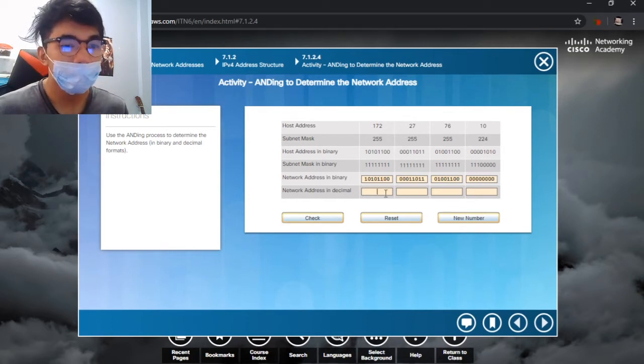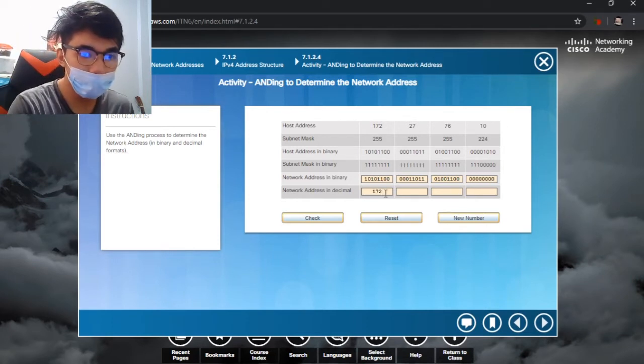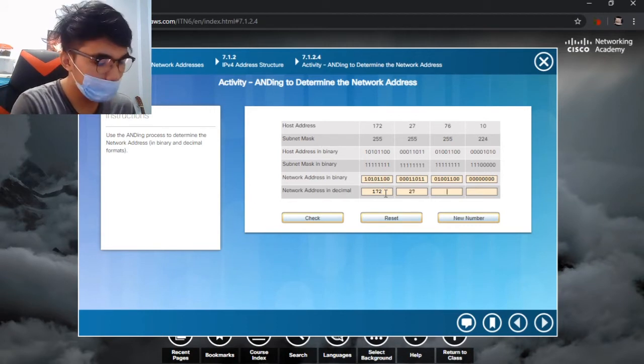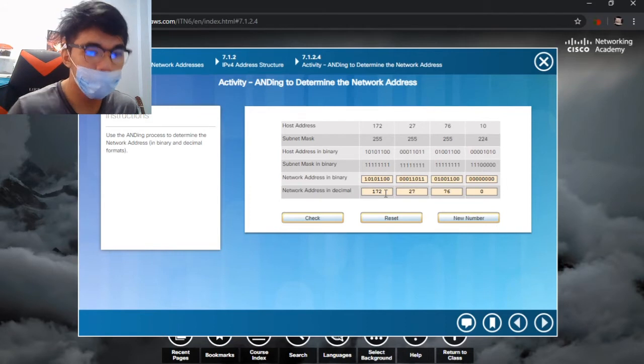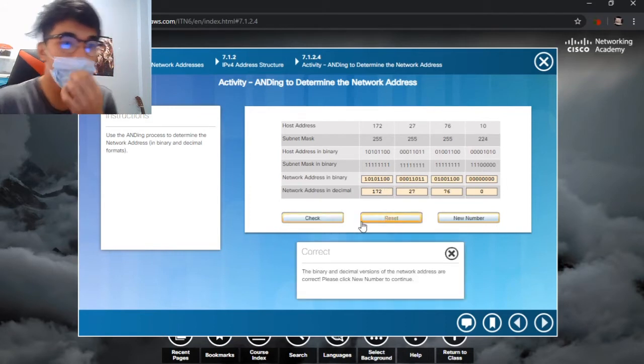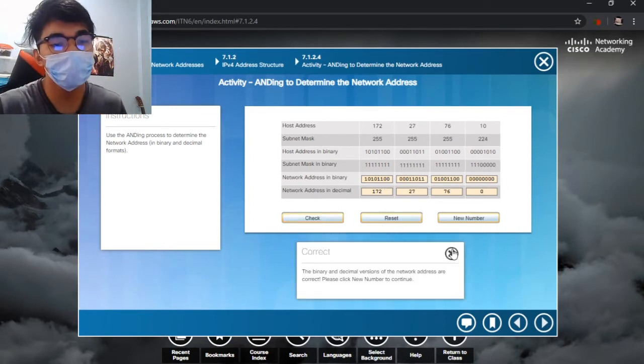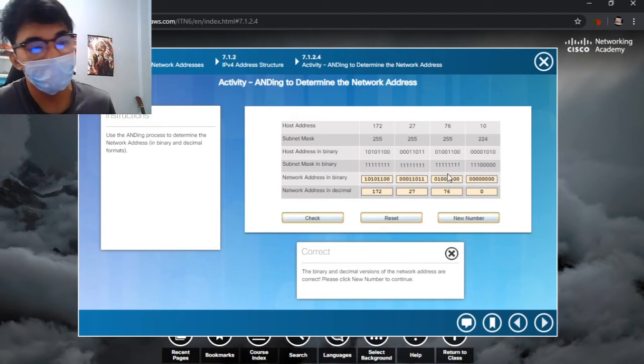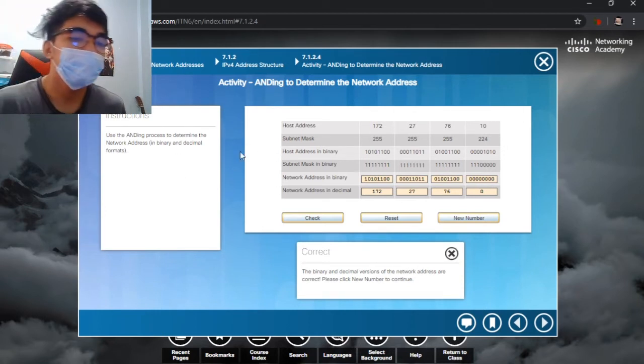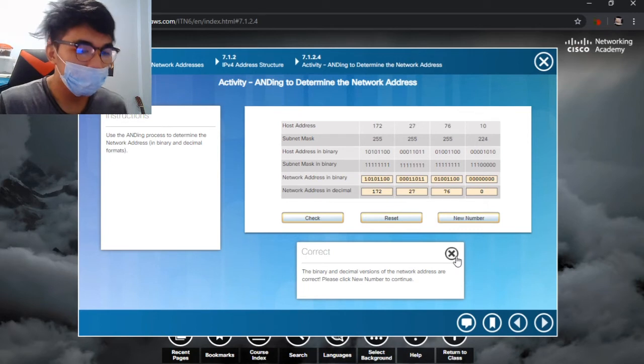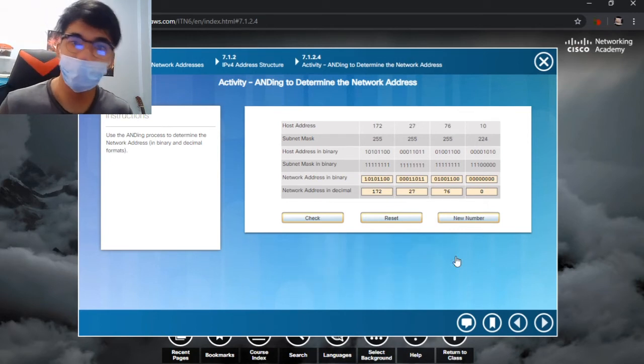Then this would be 172.27.76.0. And let's check. As you can see, my answer is correct, because it is somewhat like how you add two binaries. And that's all for this activity. Then let's go to another one.